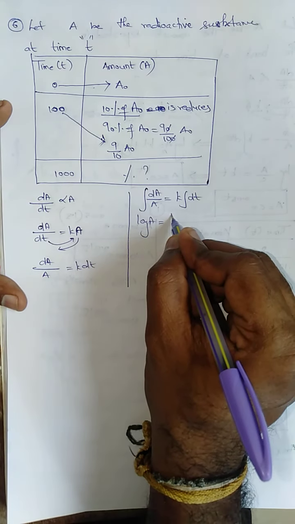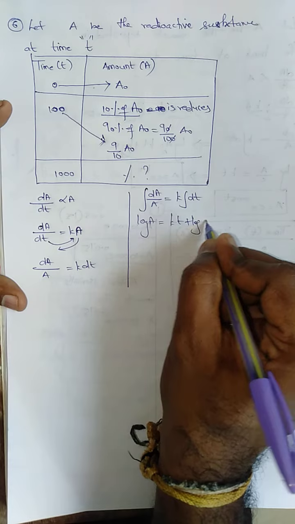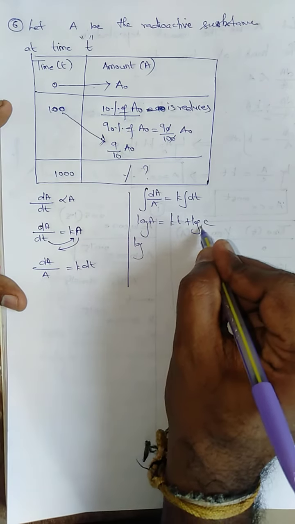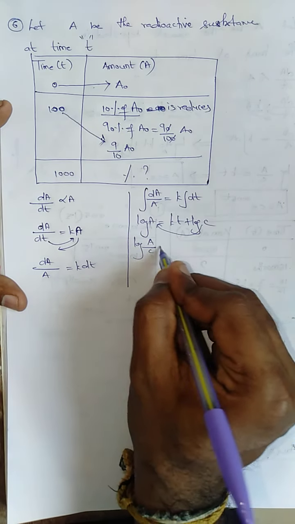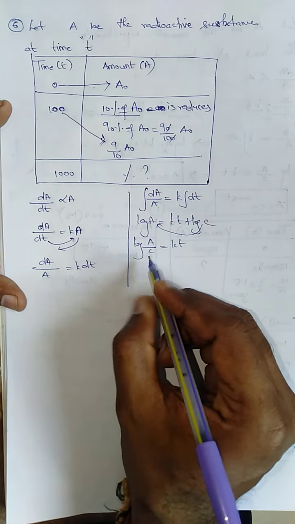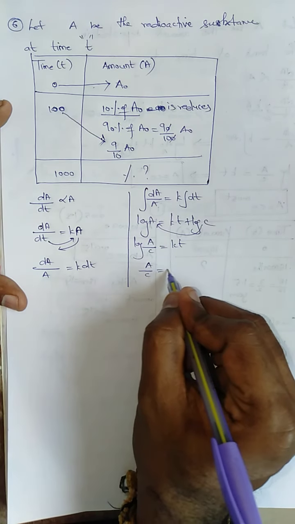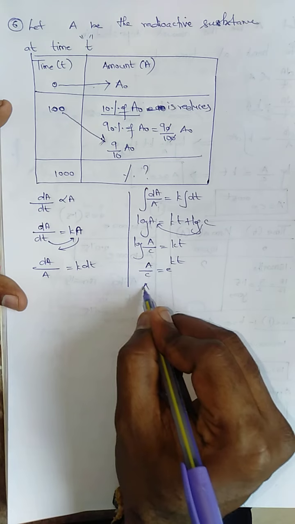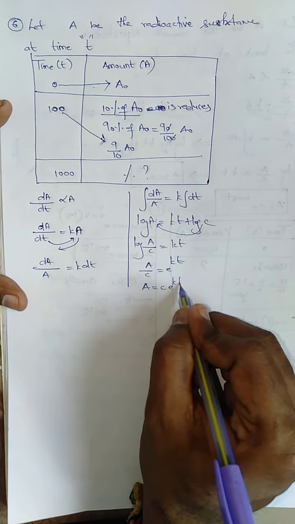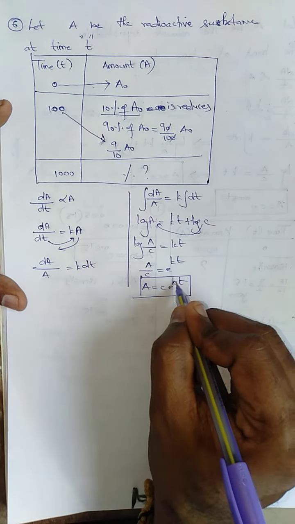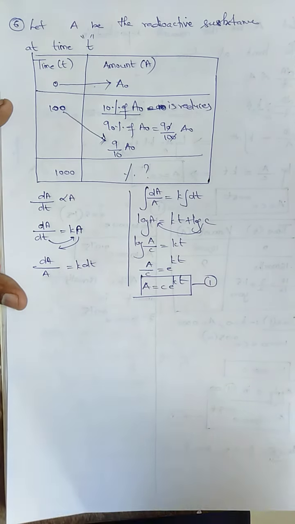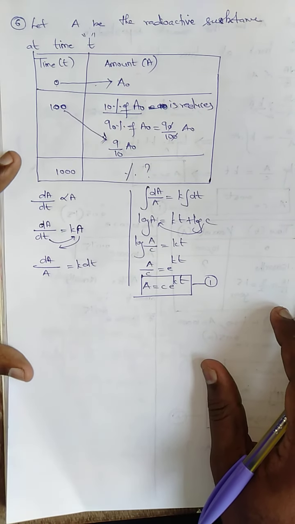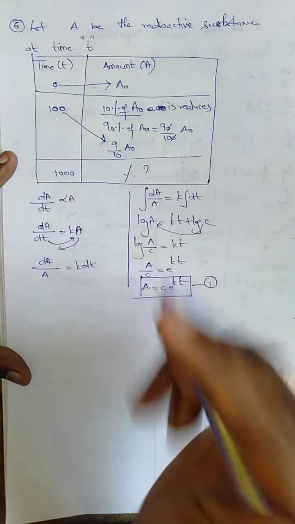Log A is equal to kt plus log C. Log A minus log C, that is log A by C, is equal to kt. Therefore A by C is equal to e power kt. A is equal to C e power kt is the first equation. Keep it as the first equation. After writing this, we apply case 1, case 2, case 3.